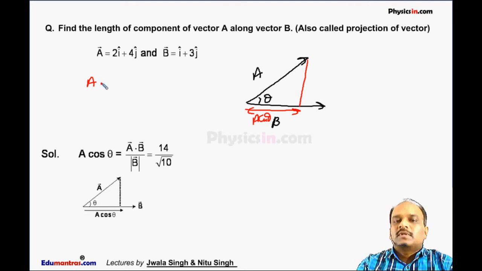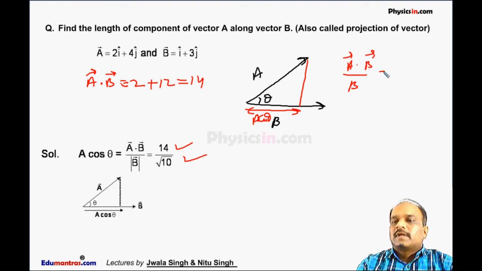As we know, A dot B is 2 into 1, that is 2, plus 4 into 3, that is 12. It is equal to 14. So vector A dot vector B is equal to 14. And the magnitude of vector B is root over 3 square plus 1, that is root 10. So A cos theta is A dot B divided by mod B, that is 14 by root 10. This is the length, this is the projection of vector A along vector B.